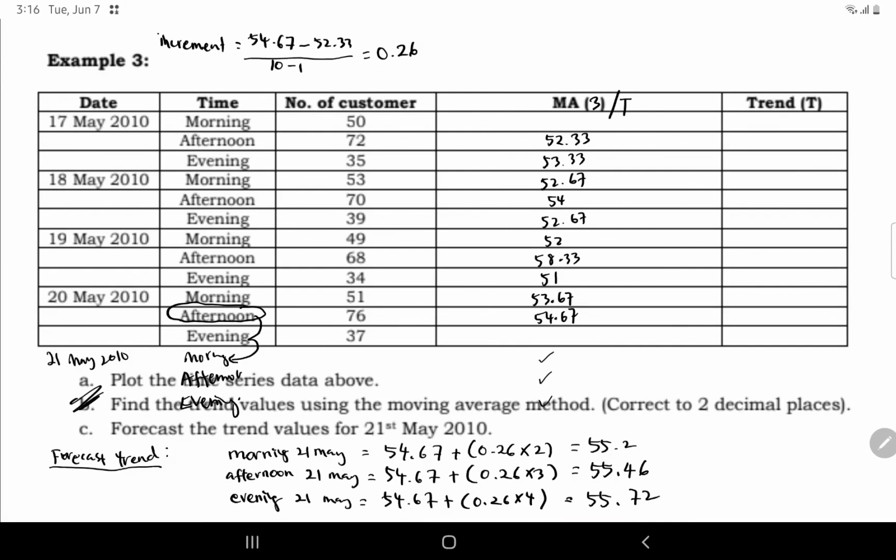Okay, so itulah dua contoh yang saya tunjukkan untuk cari trend values and also to forecast, okay, the trend value for the future. Okay, so itu saja syllabus untuk minggu ni. Untuk minggu depan kita akan sambung lagi on how to measure the seasonal variation, nak cari S, okay, seasonal variation, and to forecasting using multiplicative model.